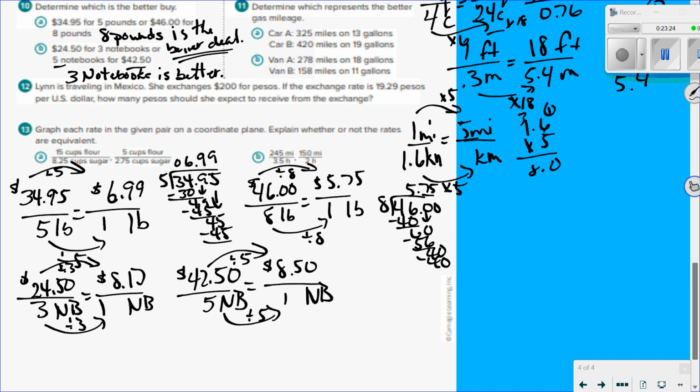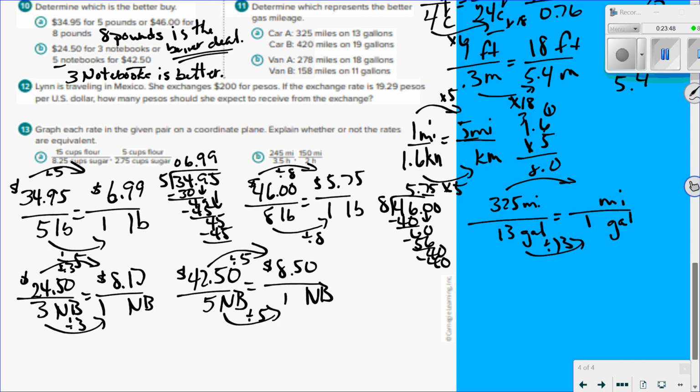Okay, our next one, better gas mileage. We got 325 miles, again, 325 miles in 13 gallons. Guys, please set your proportion up just like this immediately. If you will do this, it's going to help you immensely. And now I'm just going from 13 down to 1.